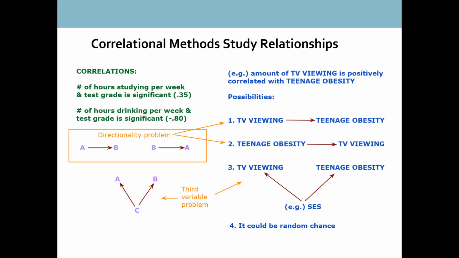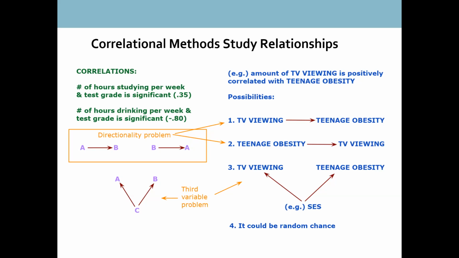So correlation coefficients tell us two things: the strength of a relationship, the closer to one or -1, the stronger the relationship, and the direction of the relationship. Positive means the same direction with high numbers going with high numbers. Negative means the opposite direction. High numbers go with low numbers.